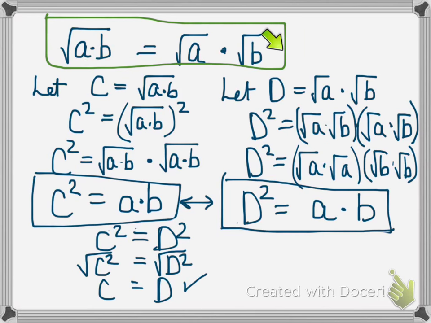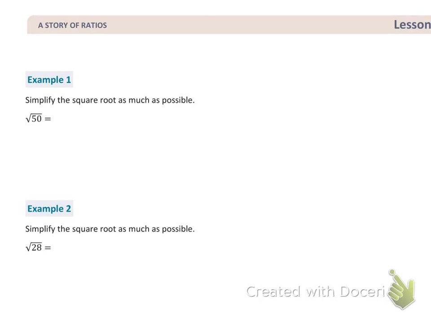All right, so hang on to that, and we're going to do some examples, and I'm going to show you how this can be useful in writing expressions in a more simplified way. All right, so let's look. Simplify the square root as much as possible. Okay, so square root of 50.